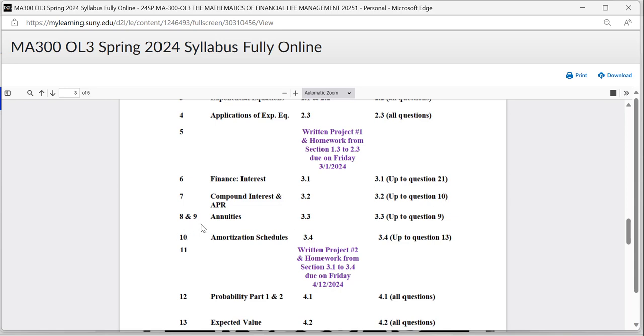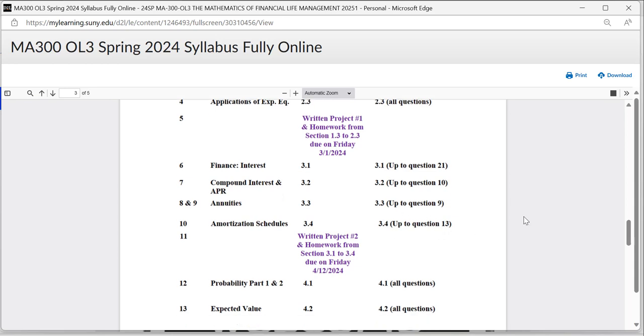And week 8 and 9, you're going to work on annuities from section 3.3. And you're going to finish all the homework assignments up to question 9 from section 3.3. And week 10, amortization schedules from the mortgages. It's from section 3.4. And you're going to finish up to question 13 from the exercise of 3.4.